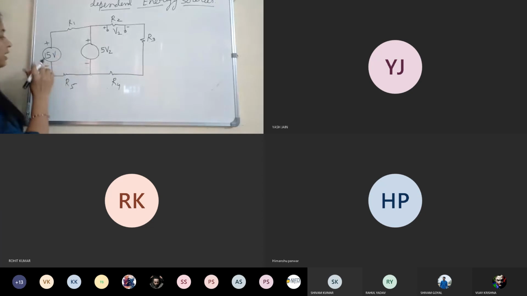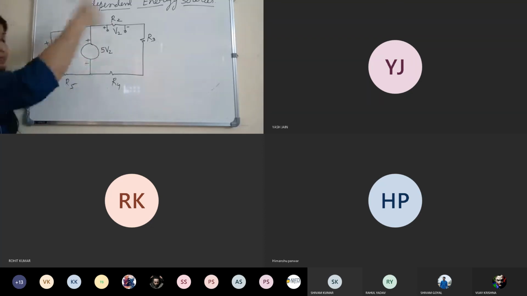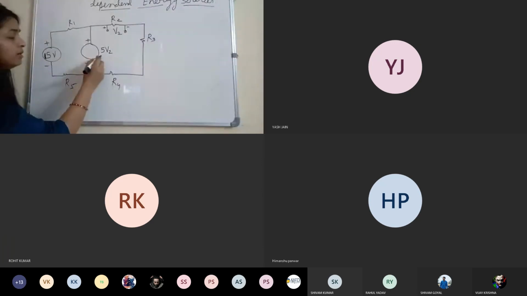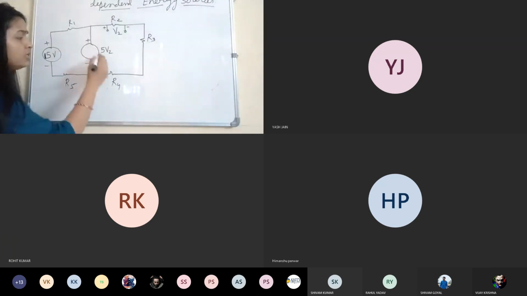You can see this is written as 15 volt. This type of 15 volt source is not depending on any other thing. If it is written 15, it will generate 15 volt. Ideally, an ideal energy source generates 15 volt. Now come to the other source.